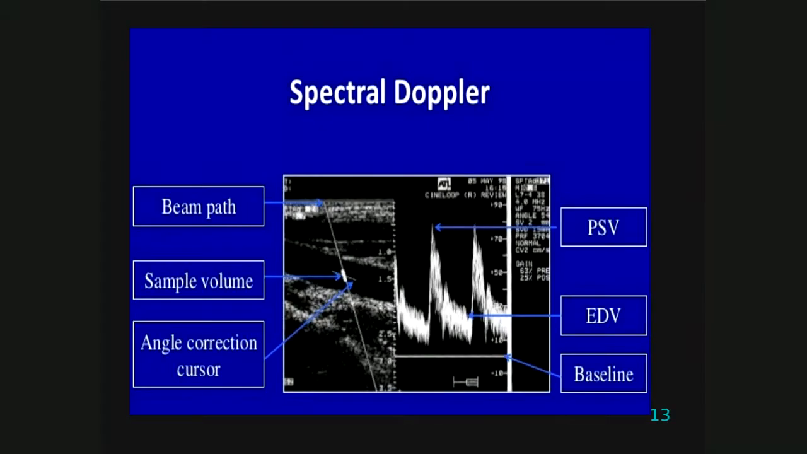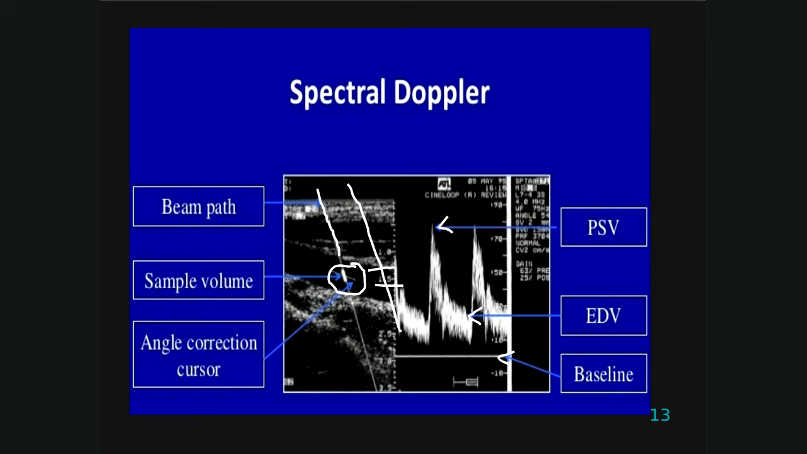A couple more parts of a Doppler display here. They're showing you again, this is the peak systolic velocity, the end diastolic velocity, and the zero baseline. But when you look over on the left, this is showing you that this is the beam. This right here, they're calling the sample volume. If it were to look like this, they'd call it a gate. So sample volume and gate are the same thing, okay?